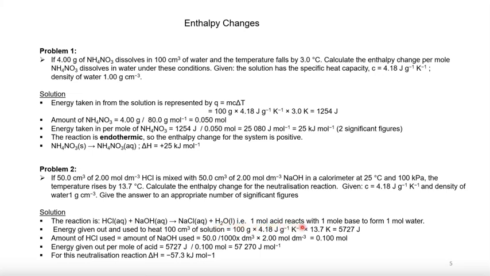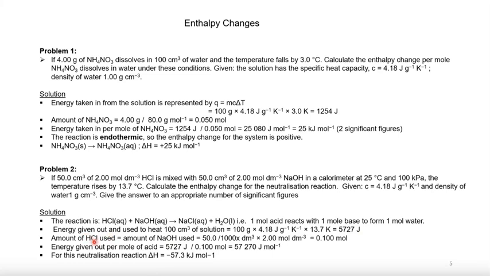1 mole acid reacts with 1 mole base, forming 1 mole water. This is the energy given out due to the reaction of 100 cubic centimeters of solution, because this is 50 cubic centimeters and this is 50 cubic centimeters. So we get 100 gram. This is the specific heat, and then we have the temperature rise. If we calculate this, we get 5,727 joules.